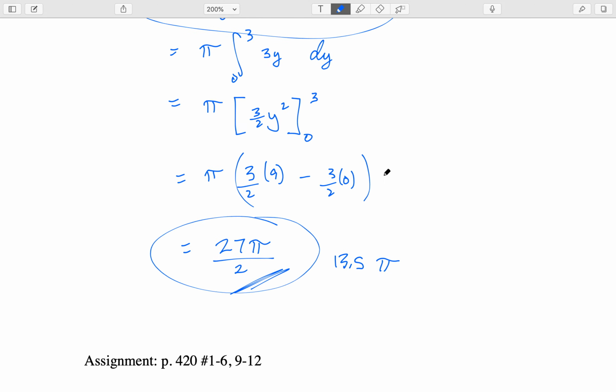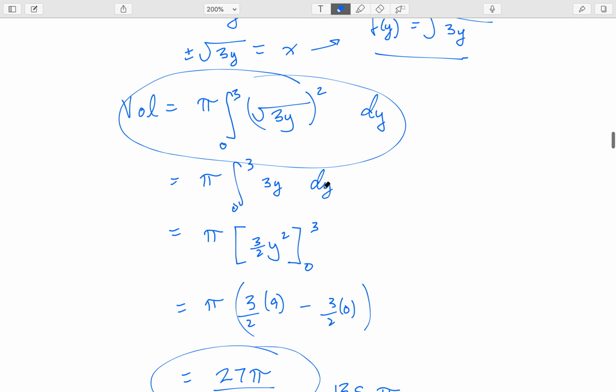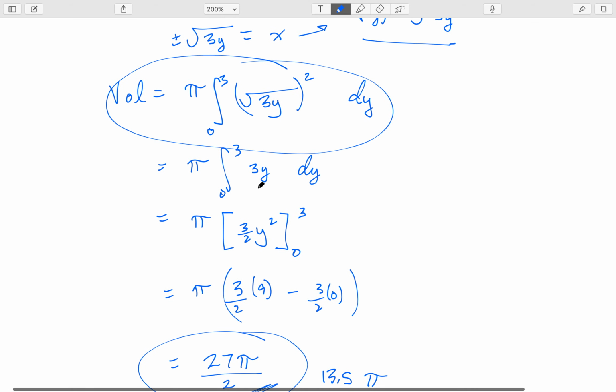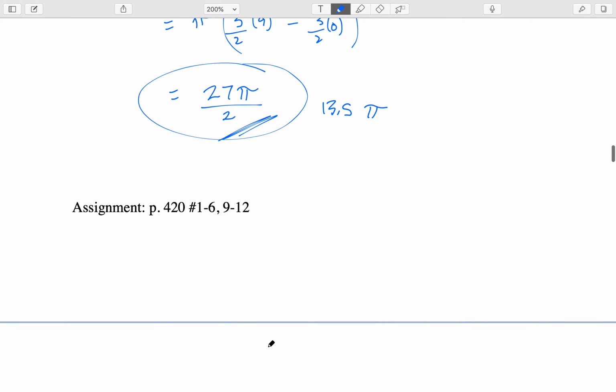Typically, it's worth 3 marks: 1 for a diagram, 1 for setting it up, and you know what? You don't need to show this work because I know you can do it on a calculator. Alrighty, good luck with these.